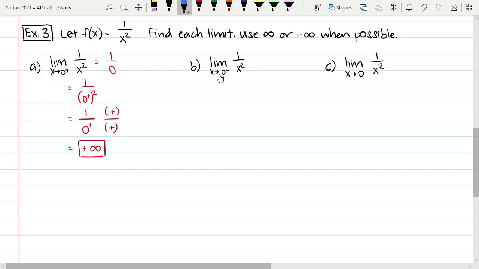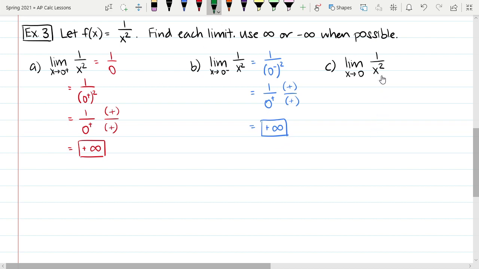Okay, let's compare that now if x is approaching 0 from the left. So again, we're talking about numbers very close to 0, but because it's slightly less, it's actually now negative. So this is now going to become 1 over, again, a number slightly less than 0, which is negative, but then I'm going to square it. And when you square a negative, it does become positive. So this is now going to become 1 over something very close to 0, but now it's slightly greater than 0, so it's positive. So again, I've got a positive divided by a positive, and that's going to give us a positive infinity as well.